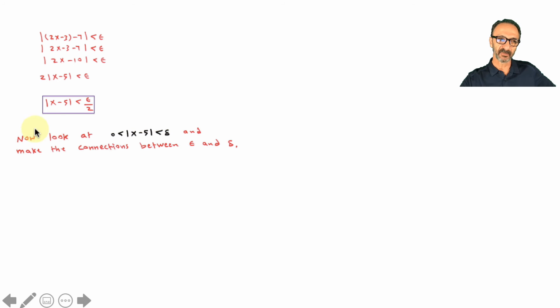But earlier I mentioned to you to look at this. Now look at absolute value of x minus 5. We want to find delta that works with this. But if you make a connection between epsilon and delta, what do you think? It's happening. So if this one came to be less than epsilon over 2, which is half epsilon.